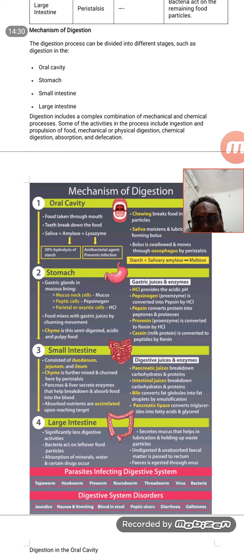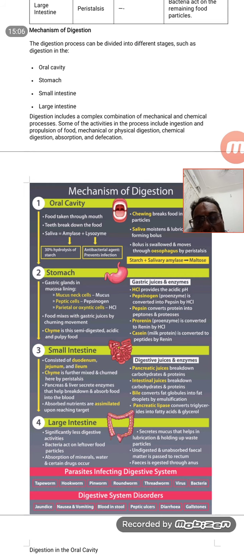When it reaches the stomach, there we have the mucus neck cells which secrete mucus, peptic cells which secrete pepsinogen, parietal or oxyntic cells which secrete HCl, and all the bolus will get mixed inside that, and that semi-digested food we call chyme. And if you see here, HCl provides an acidic pH. In this acidic pH, the pepsinogen is converted into pepsin by HCl. If HCl is not there, pepsinogen will not be converted into pepsin.